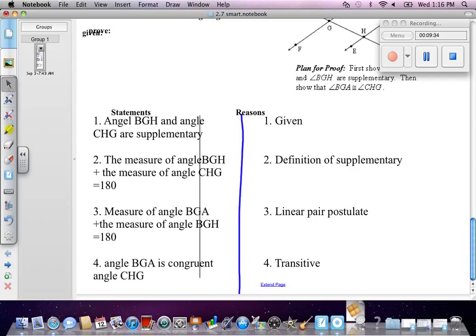All right. Angle BGH and angle CHG are supplementary. That's given. We know that the measure of angle BGH plus the measure of angle CHG is 180. That's the definition of supplementary.